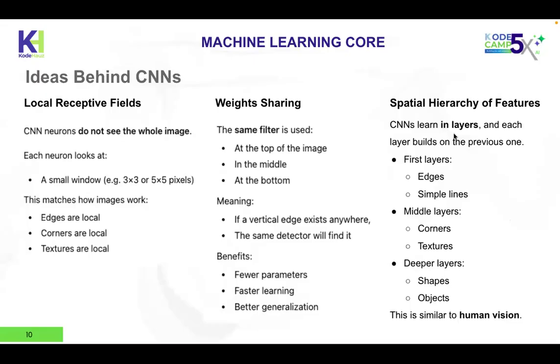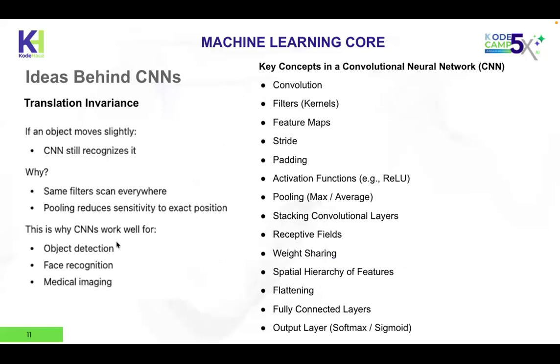This is basically a repetition of the whole thing, kind of going into more detail. What's a local receptive field? What's weight sharing? The spatial hierarchy, which I just explained. Translation invariance, which is basically because you have a filter.